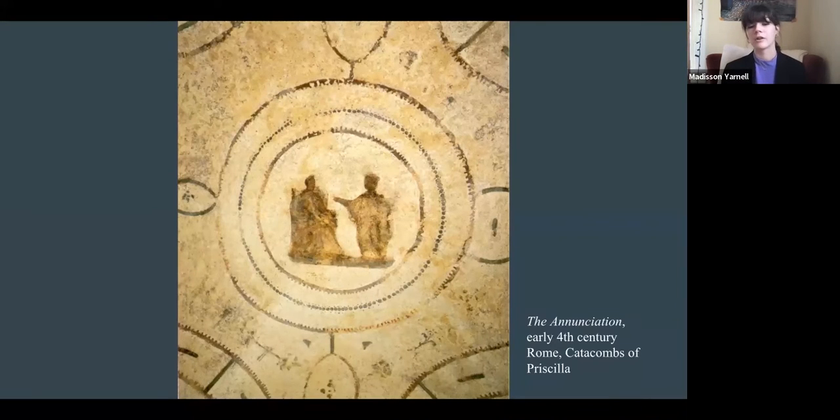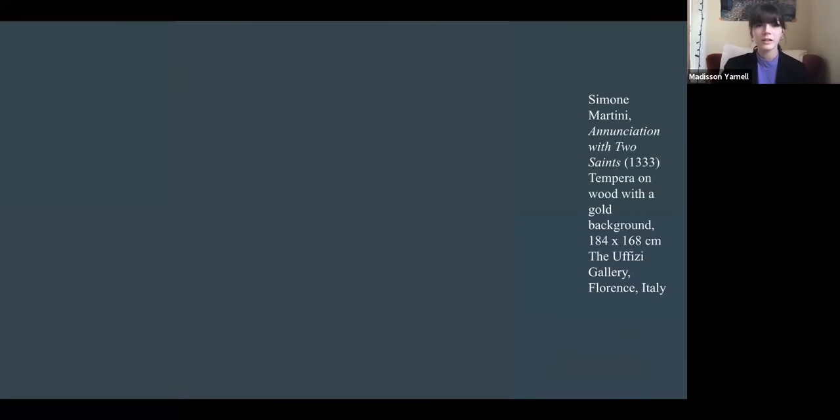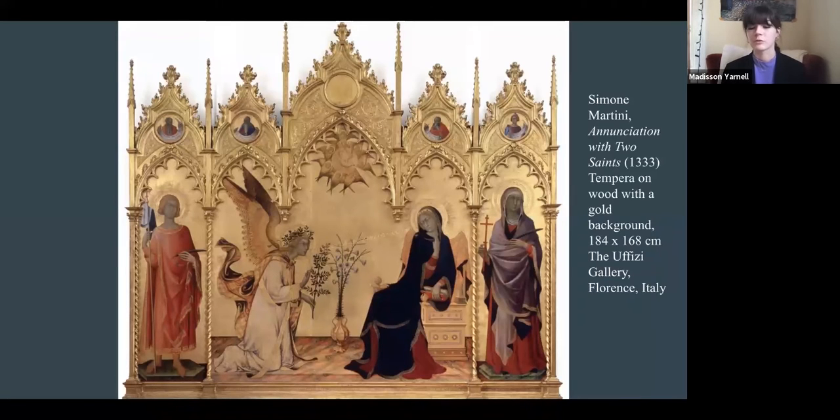These are the most common elements found in Italian Renaissance Annunciation painting and are used in various combinations by most artists of the time. I will now transition into a brief visual analysis of 5 of my key images. Simone Martini's Annunciation with Two Saints was painted in approximately 1333 with tempera on wood and a gilded gold background.